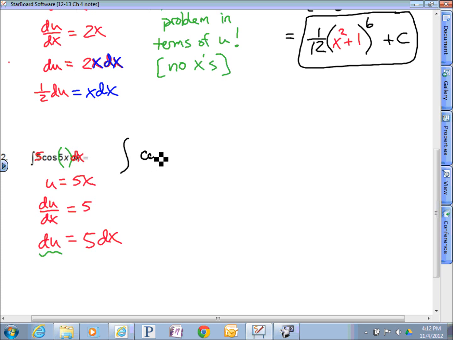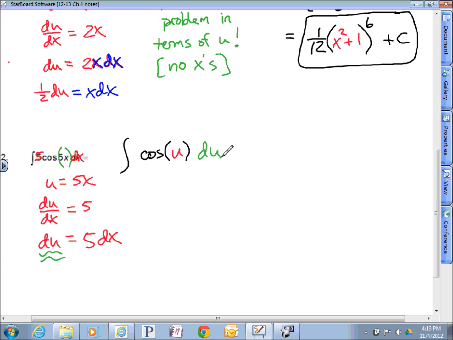I've got a cosine of something. What's the something? That something is now u. And what am I putting in place of the 5 and the dx? In place of the 5 and the dx, I can put 1 du. I've rewritten the problem. It's all in terms of u.